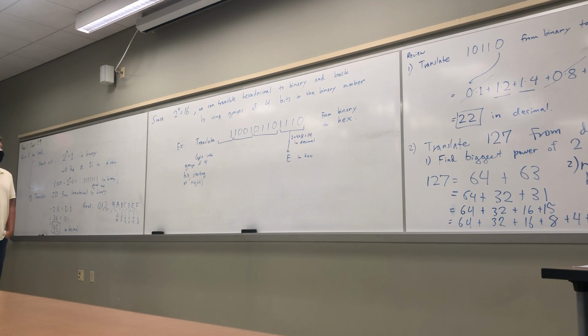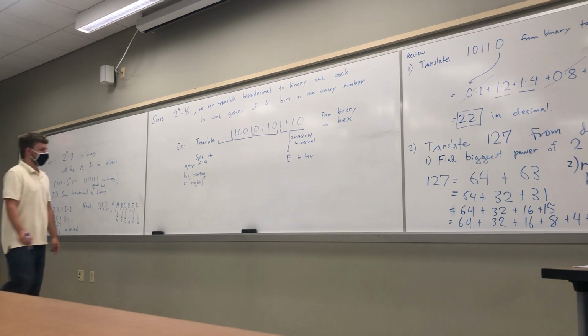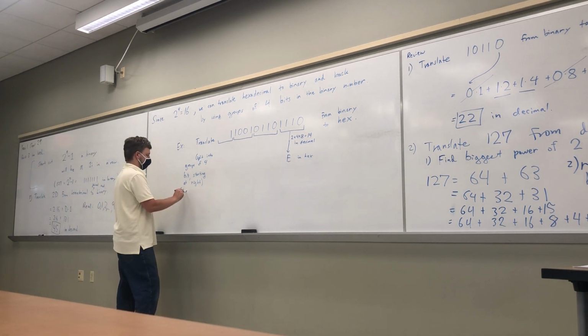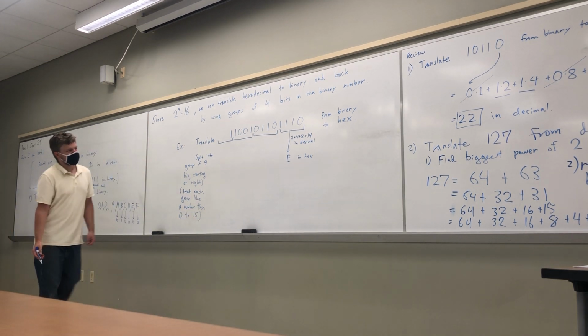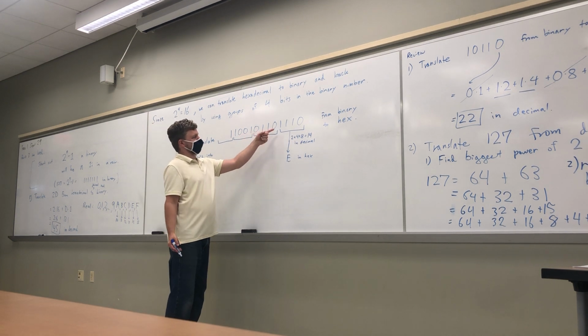So then you do that for each group of 4. I'm treating each group of 4 as if it's just representing a number from 0 to 15. So I split it into those groups of 4, and then I treat each group like a number from 0 to 15. So the next one would be 0, 1, 1, 0, so it'd be like 0 plus 2 plus 4.